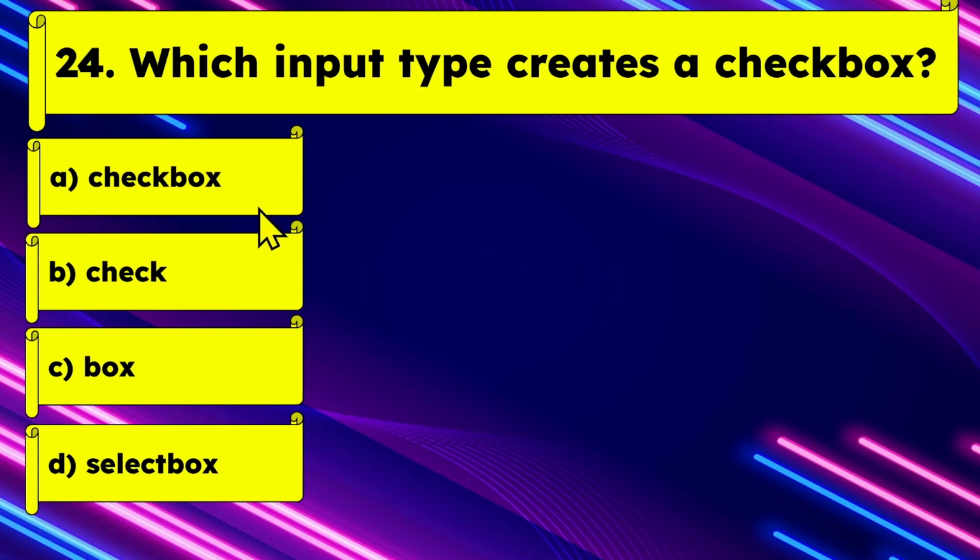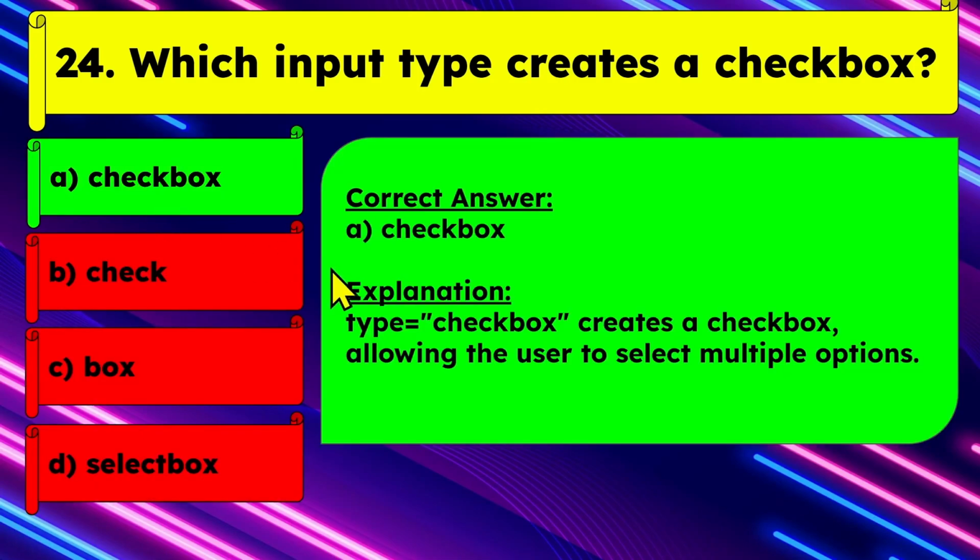Our next question is, which input type creates a checkbox? Option A says checkbox, option B says check, option C says box, or option D says select box. So here the correct answer will be option A. As you can see, type equal to checkbox creates a checkbox which allows the user to select multiple options.